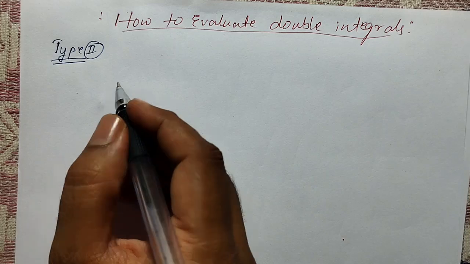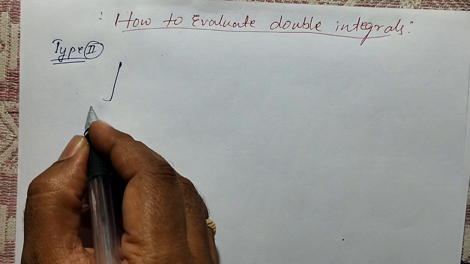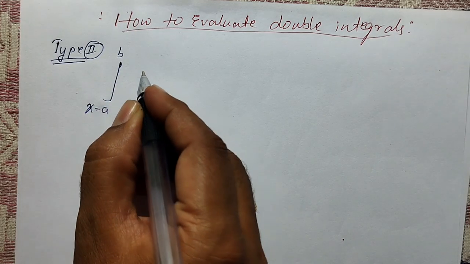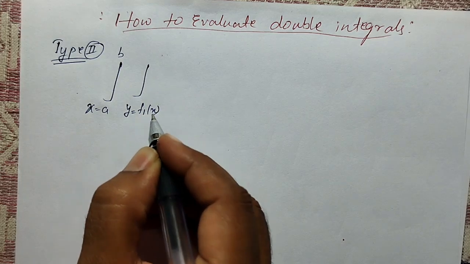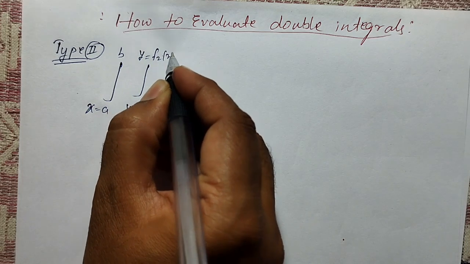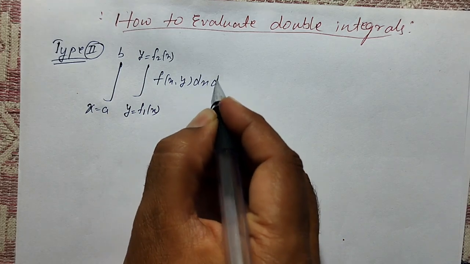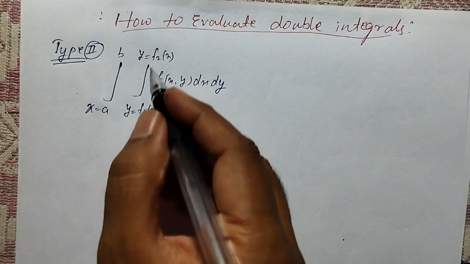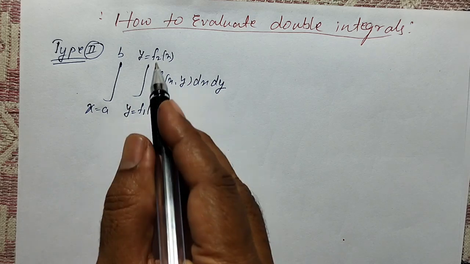That means integration from x equal to a to b and y equal to f1 of x, some function of x, to y equal to some f2 of x, of f of xy dx dy. It means the limit is a function of x. Inside, y is a function of x.